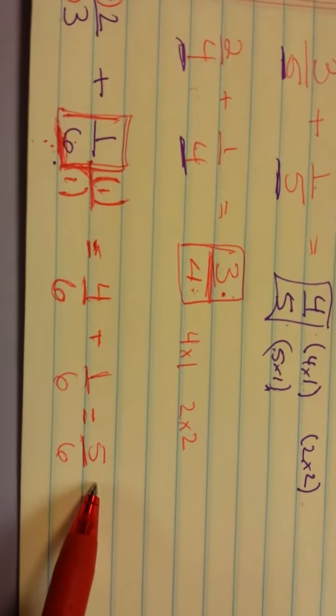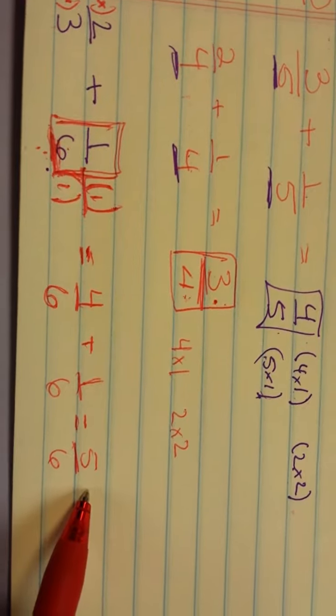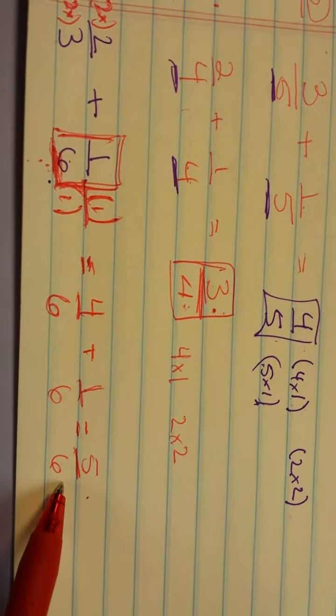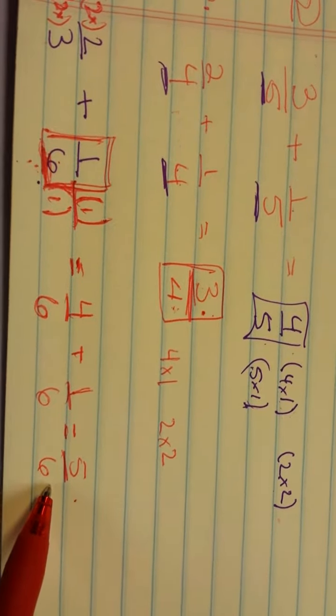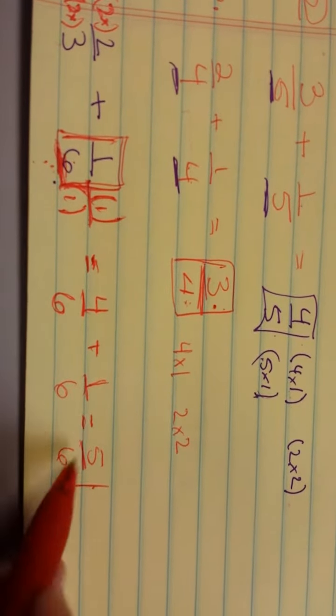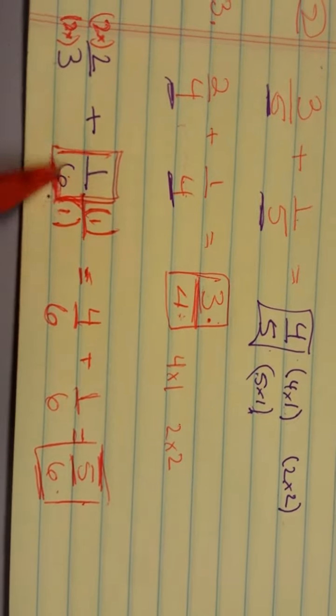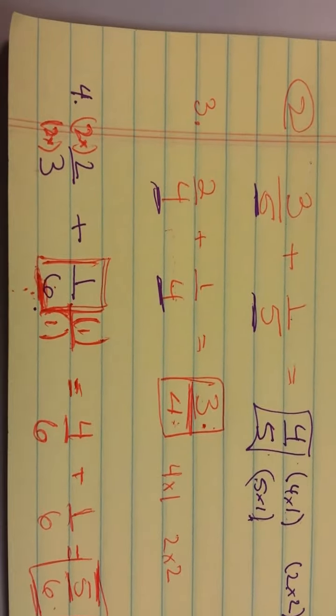Is 5 odd or even? It's odd. Is it divisible by 3? No. Is it divisible by 5? Yes. Is 6 divisible by 5? Doesn't end in a 0, and it doesn't end in a 5, so no. So your final answer is 5/6. Sorry if this box around this confused anybody.